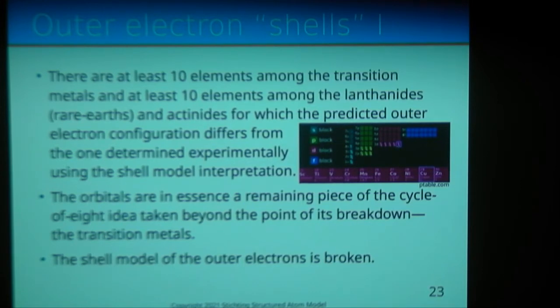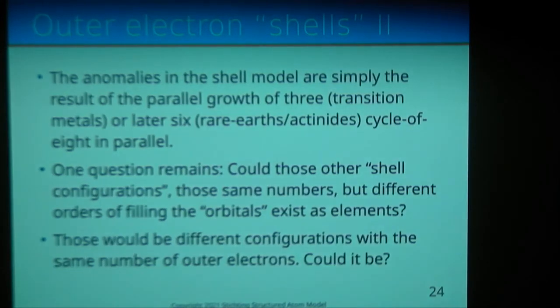The completion of the third and the fourth carbon nuclei does not happen in sequence due to the growth process taking place in a parallel fashion. Overall, copper looks to be close to an unknown noble element with four completely capped carbon nucleates. In SEM, we would therefore expect 3D to be filled before 4S. The orbitals are in essence a remaining piece of the cycle of eight ideas taken beyond the point of its breakdown, the transition metals. If the structure of the nucleus determines the outer electron configuration, we can ask another question.